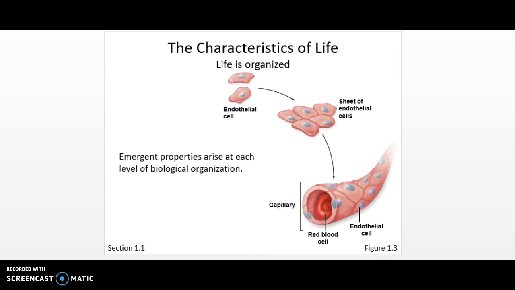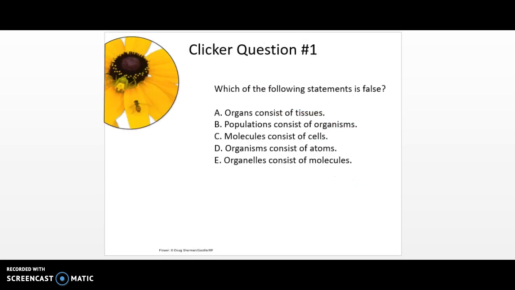What's interesting about the way life is organized is that new emergent properties arise at each level of biological organization. So what the endothelial cell could perform, functional-wise, the capillary actually has a new property. It can actually carry those red blood cells through it, whereas the endothelial cell or a sheet of tissues could not. So emergent property is a good vocabulary word to know. The capillary has properties that its components alone lack.